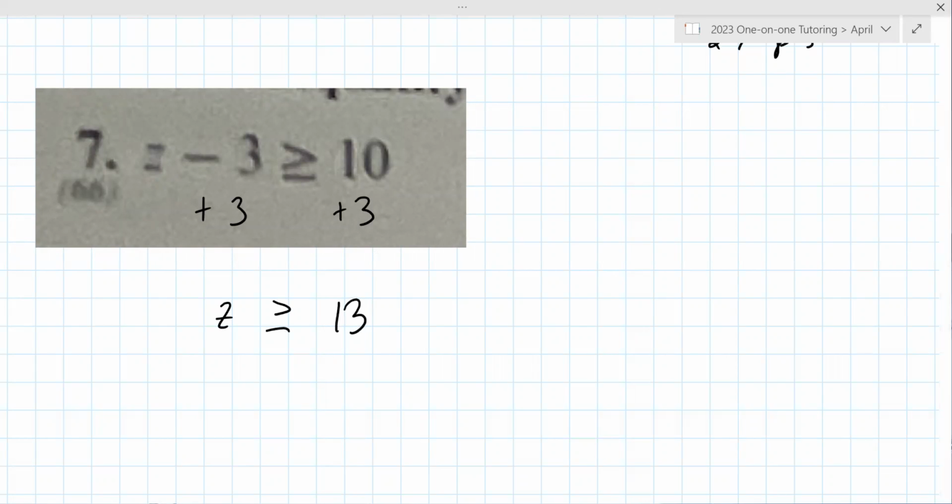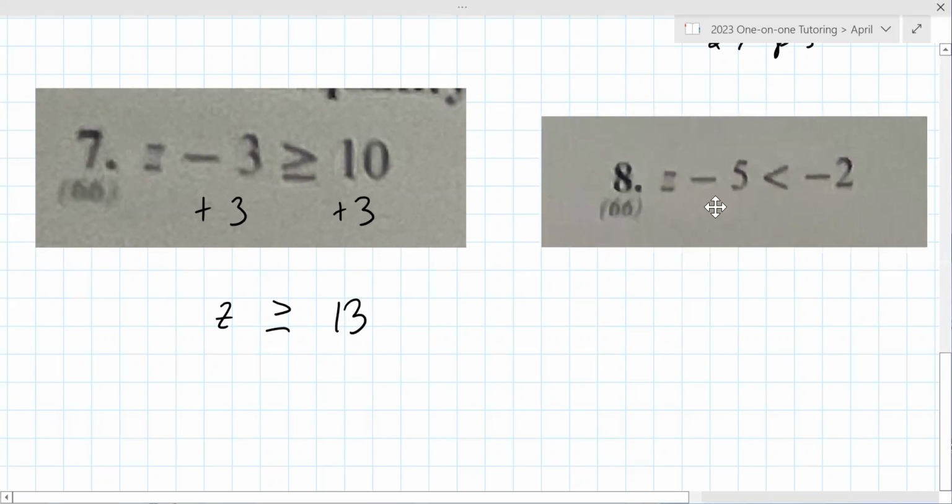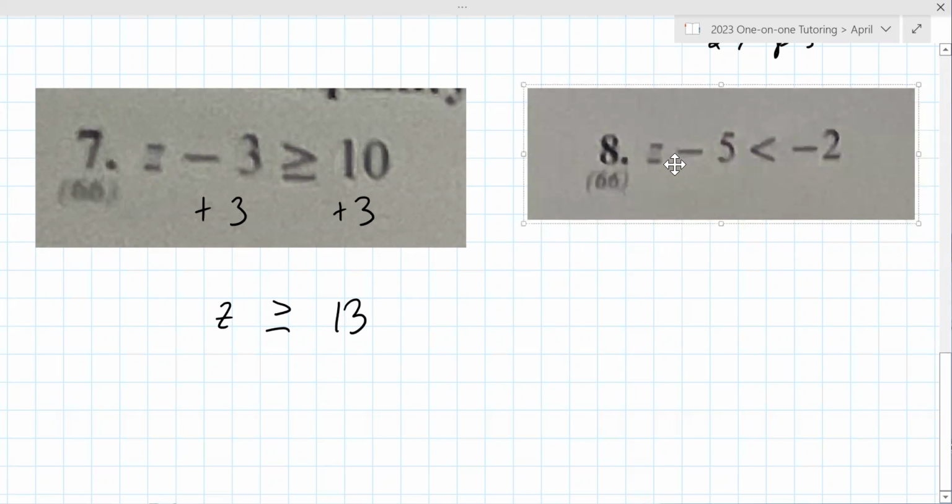Why don't you try 8? It's exactly kind of the same in a lot of ways. z minus 5 is less than negative 2. Plus 5 on both sides. So 2 is greater than 3. Or no, sorry, 2 is less than 3. So here's what I just heard. Is this what you meant? Why is it that on the left we have a variable, but on the right we do not?